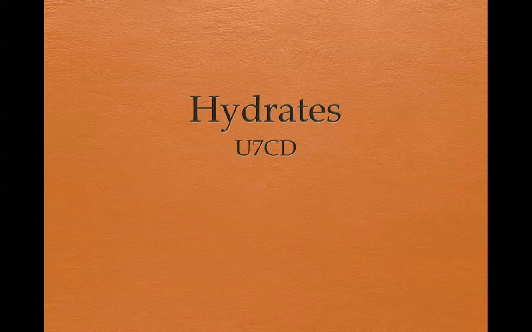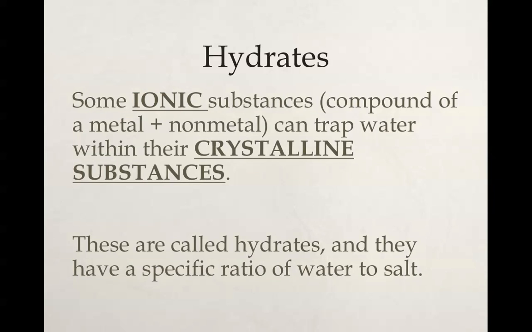Alright, concept D is going to be very similar to what we talked about in our last concept when we did percent composition by mass. Now we're going to be specifically looking at it in terms of what we call a hydrate. Some ionic substances, so compounds made up of metals and nonmetals, can trap water within their crystalline substances. These are called hydrates, and they have a specific ratio of water to salt.